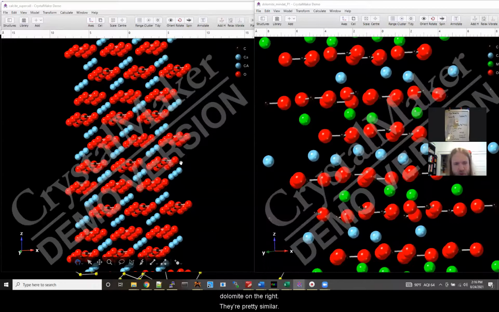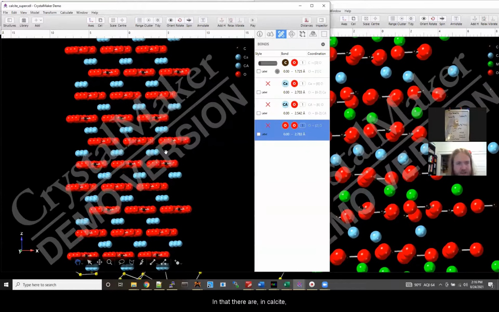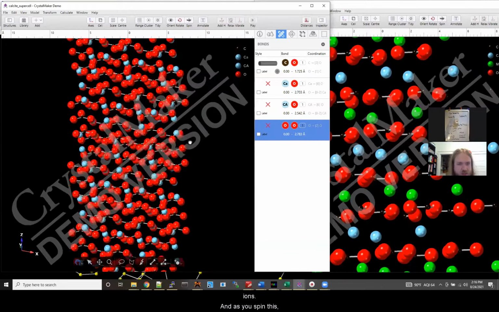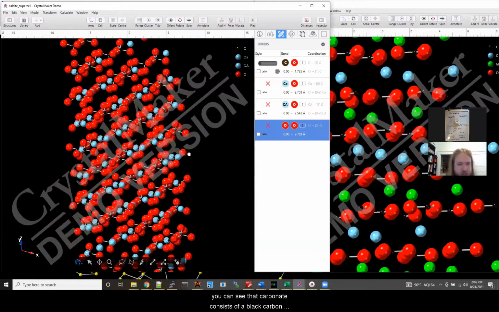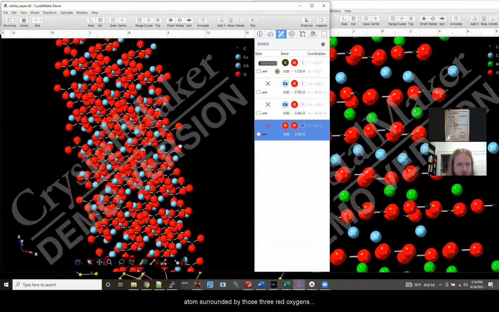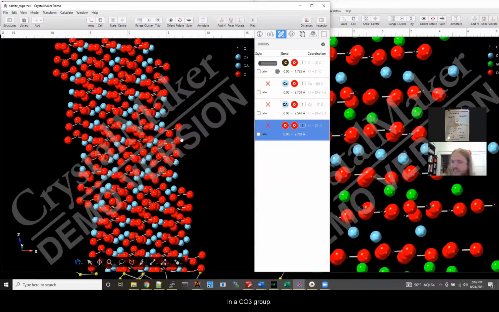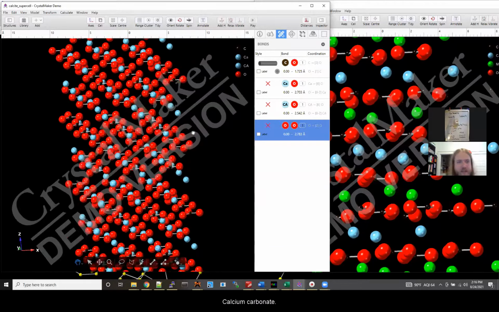Here are the structures of calcite on the left and dolomite on the right. They're pretty similar in that there are, in calcite, a bunch of calcium ions and then a layer of carbonate ions. And as you spin this, you can see that that carbonate consists of a black carbon atom surrounded by those 3 red oxygens in a CO3 group, calcium carbonate.